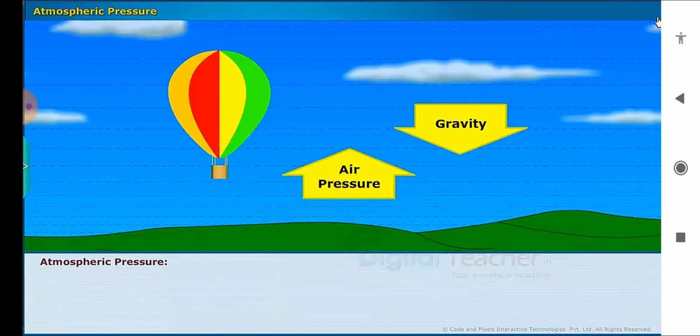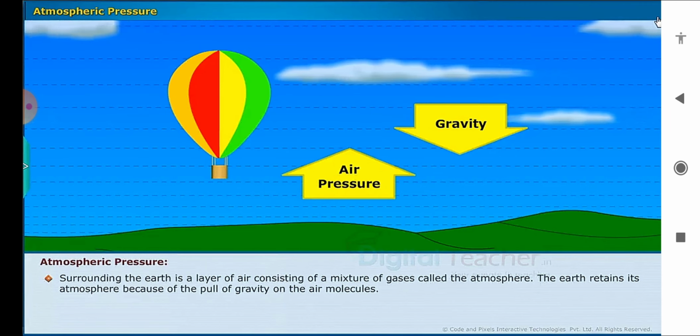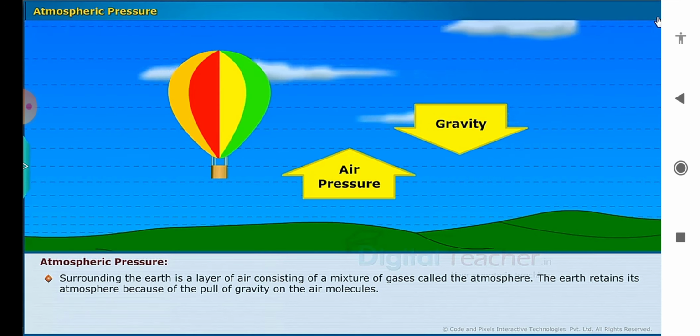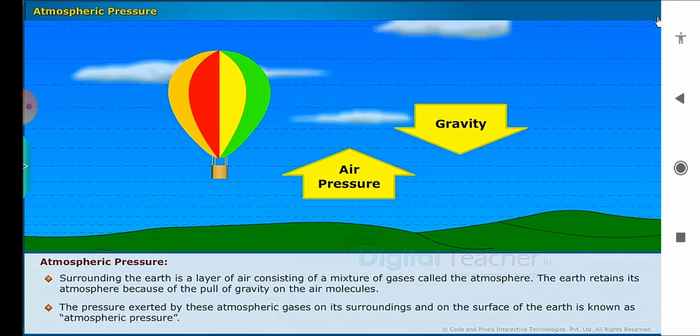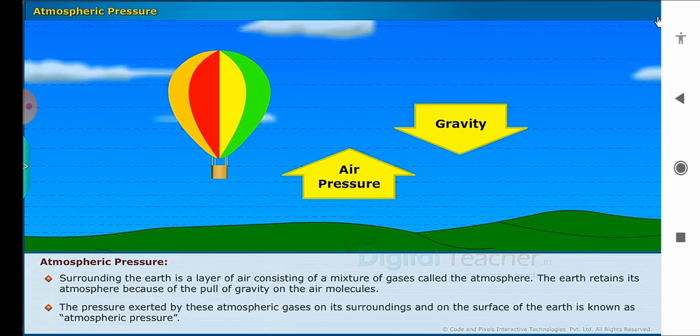Let us know about the atmospheric pressure. Surrounding the Earth is a layer of air consisting of a mixture of gases called the atmosphere. The Earth retains its atmosphere because of the pull of gravity on the air molecules. The pressure exerted by these atmospheric gases on its surroundings and on the surface of the Earth is known as atmospheric pressure.